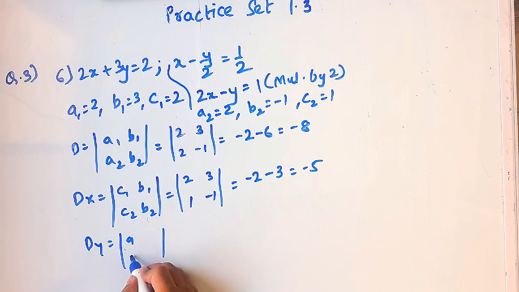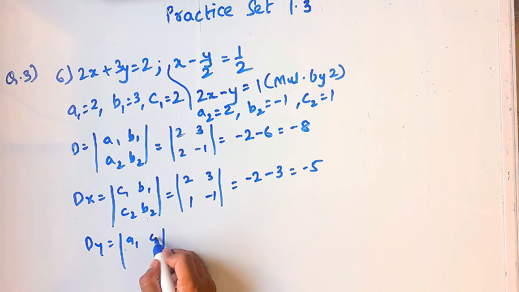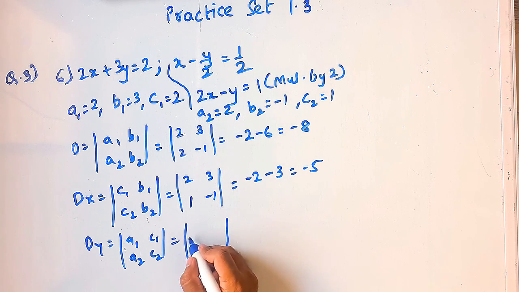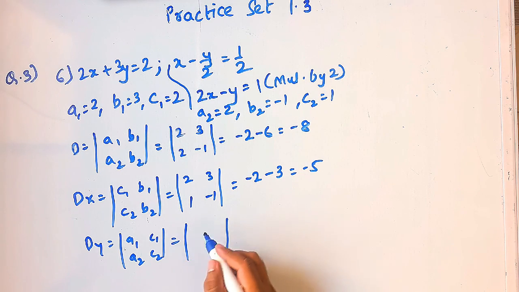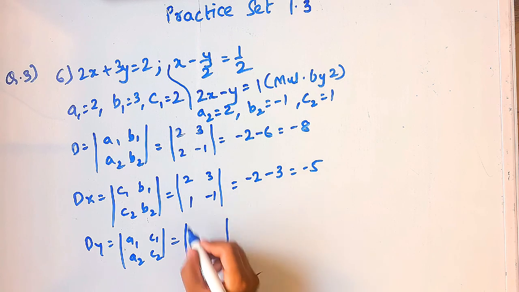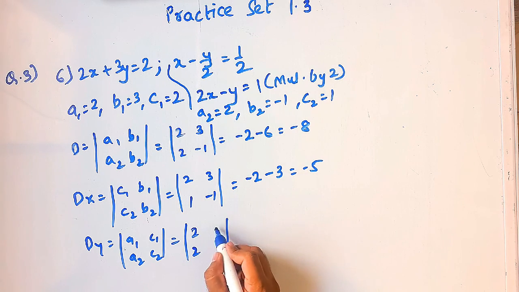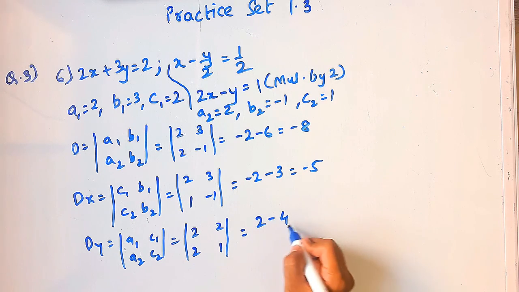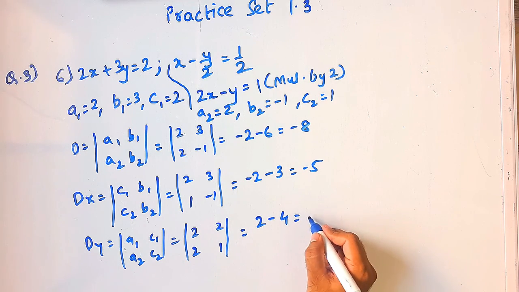And Dy, what is Dy? Dy is a1 c1 a2 c2. Just remember ac. Then a1 a2 I'll write 2 and 2, c1 c2 is 2 comma 1. So this is 2 ones are 2, minus 4 it is minus 2.